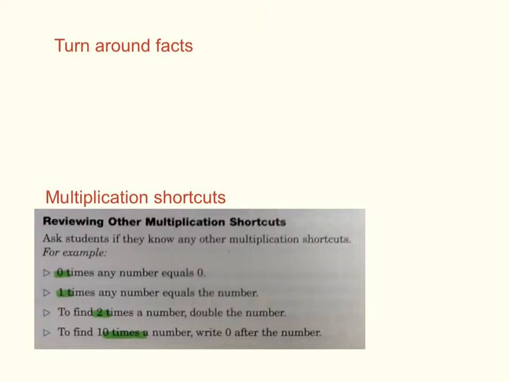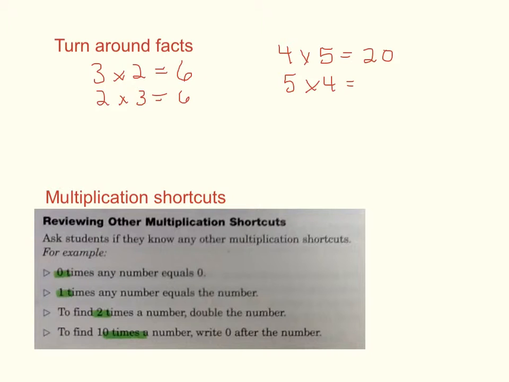There are a couple more shortcuts that we're going to review. Remember, a turnaround fact is just turning around the two factors to make the same product. So we know that if 3 times 2 is 6, 2 times 3 also equals 6. If 4 times 5 equals 20, what is the turnaround fact for 4 times 5? Right, 5 times 4 equals 20 as well.